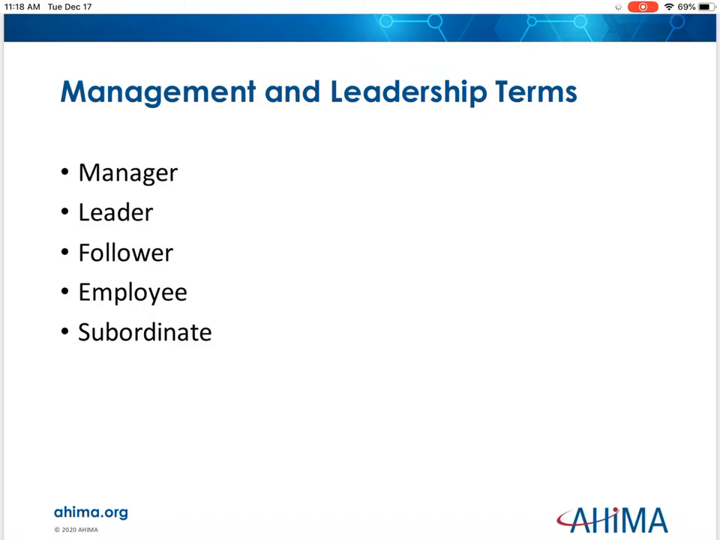Third term is follower. This individual is in the service of another. Also an employee. They work for another person or for an organization for wages or a salary. And then we have our subordinate. This is an individual in a position of less power or authority than someone else. So as a supervisor, the people that report to you are your subordinates. They have less power and less authority than you do as the supervisor.